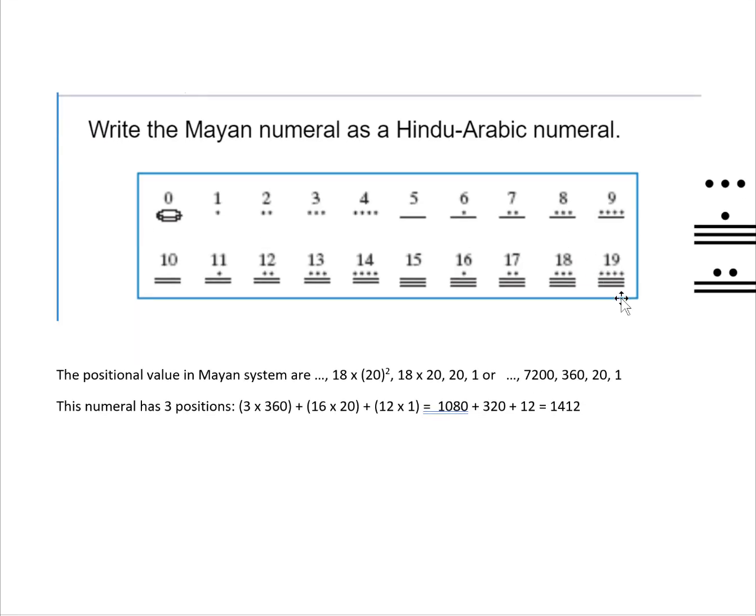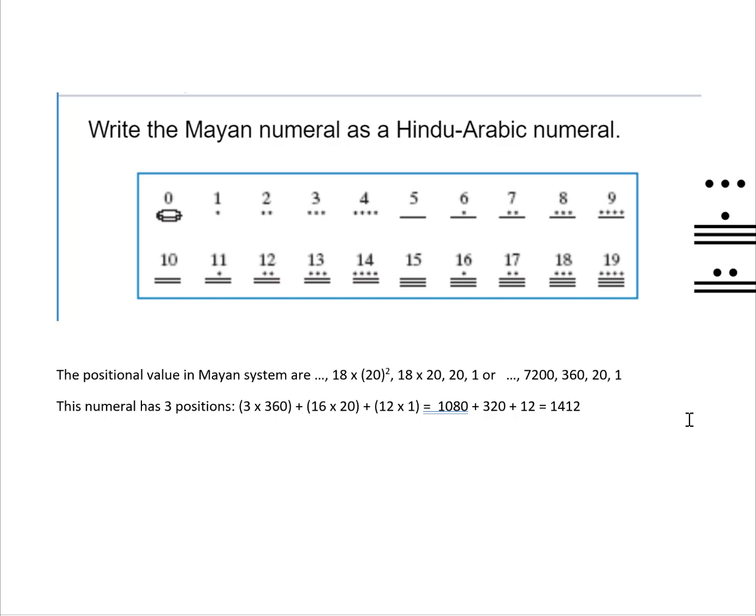Now we're going to go to the Mayans. The Mayans write vertically like the Chinese did. And the positional values in the Mayan system are 18 times 20 squared, 18 times 20, 20, and 1, or 7,200, 360, 20, and 1.